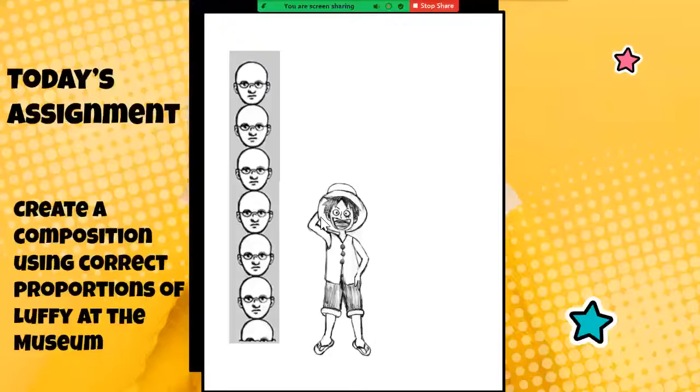So Luffy, we're gonna do kid Luffy. A kid Luffy would be maybe 3.5 head sizes. So we're gonna draw those circles and ovals for the heads, and we're gonna try to make the most proportionate kid Luffy drawing ever, right?